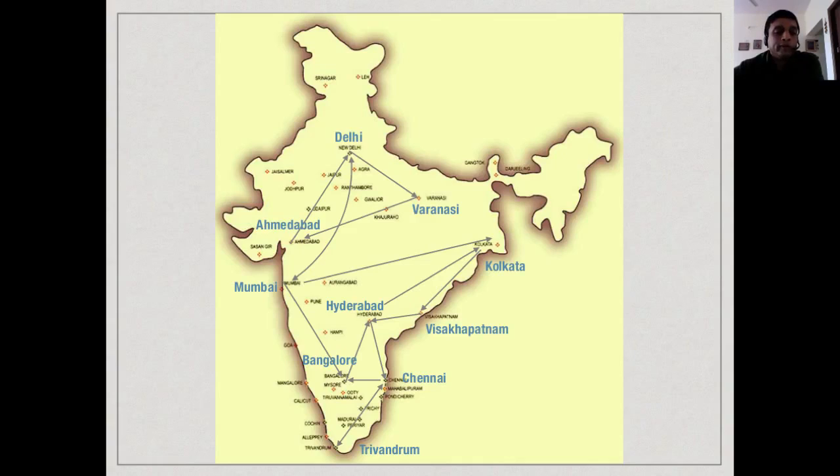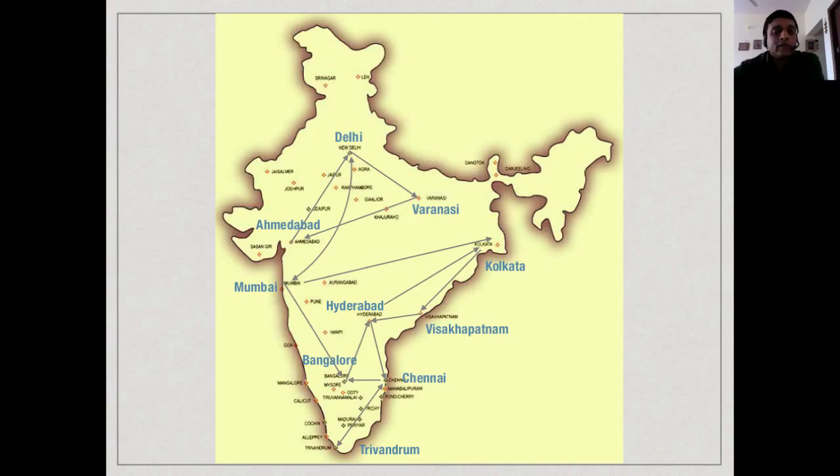For example, if we open the in-flight magazine of an airline, you find a route map and it's written like this. You have a physical map of the country and you have the cities which are served marked out. There are about 10 cities, Delhi, Varanasi, Ahmedabad down to Trivandrum in the south. And you have some arrows indicating the flights.